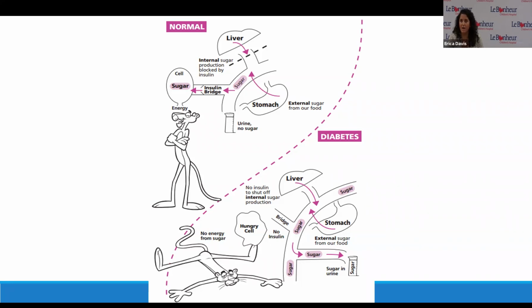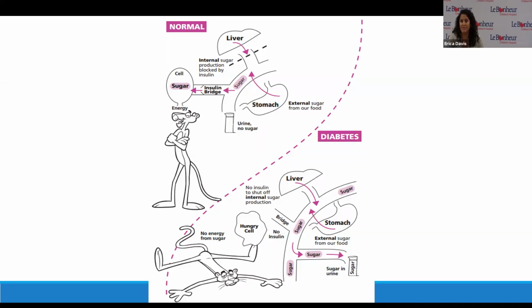Everywhere in our body uses sugar for energy, whether that's the brain, our muscles, our heart. It's very important. So the bloodstream carries it all throughout the body, but for it to actually move from the blood into the cell, that's where insulin comes in. We most of the time refer to insulin as a key, or it might be called a bridge. It pulls that sugar from the blood into the cell so that you can have the energy you need. So in this Pink Panther that does not have diabetes, all of that sugar is being used for energy. None of it's coming off in the urine.